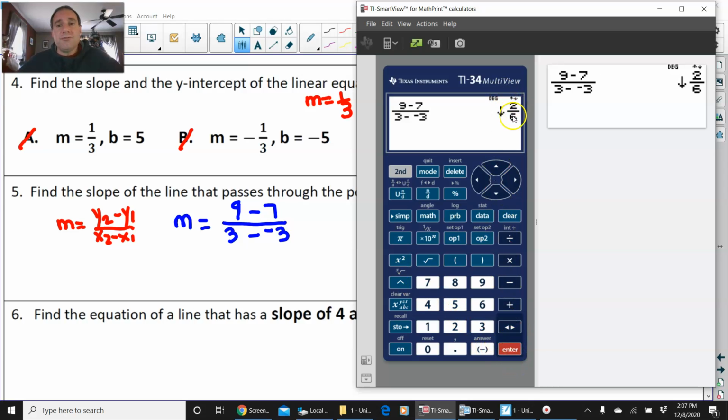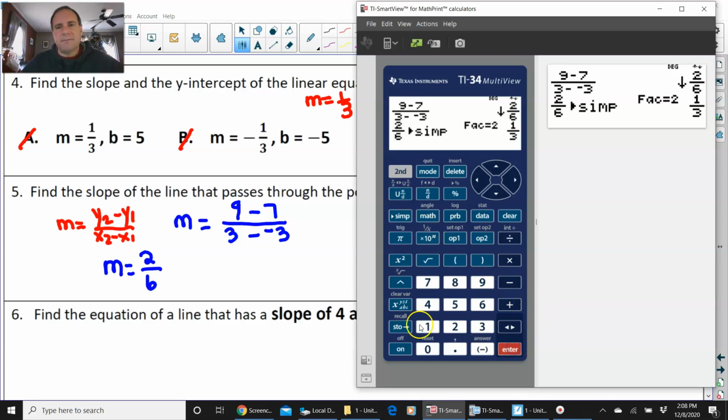It gives you 2 over 6, but that's not going to be your answer, because guess why? You have to reduce that fraction. Luckily, the calculator will reduce the fraction by pressing the simp button and then enter. So m, the final answer, is 1 over 3. That is a positive slope. Rise of 1, a run of 3.